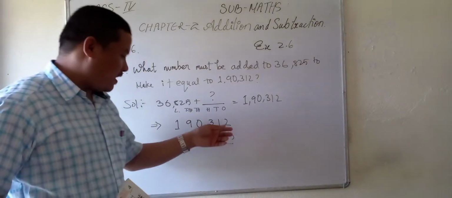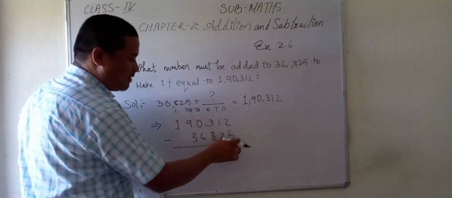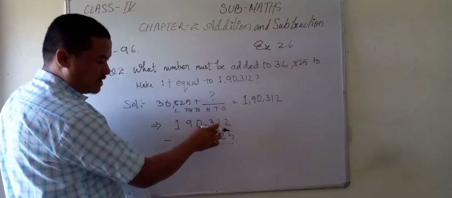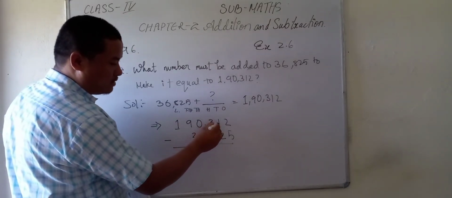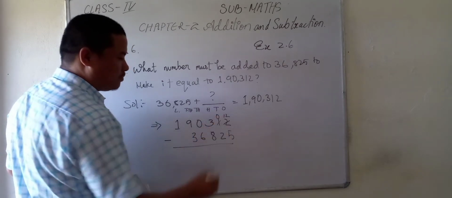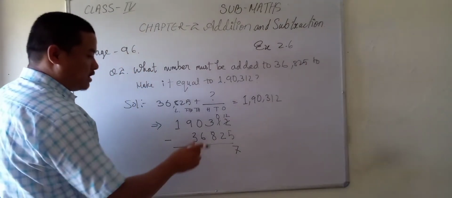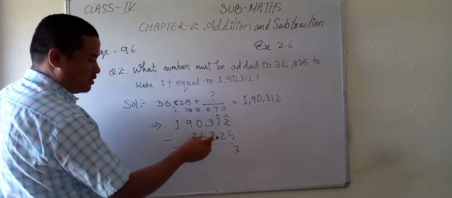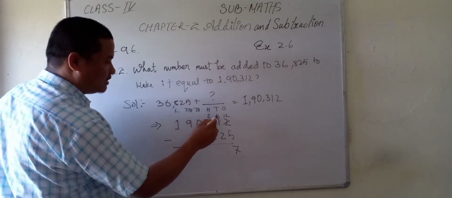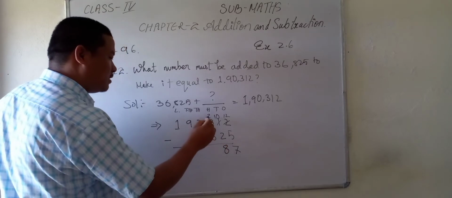So 2 minus 5. 2 is smaller than 5, so we are not able to subtract. So what will we do? We'll take 10 from this side. When we take 10 from 1 on that side, then 1 becomes 0 and this 2 becomes 12. 12 minus 5, you will get 7. Now 0 minus 2. So again we have to take 10 from 3, then 3 becomes 2 and 0 becomes 10. 10 minus 2, 8.